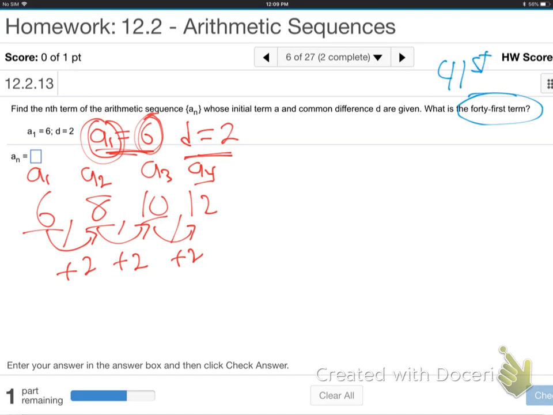The 41st. Ready? Let's race. Ready, go. No, I'm just kidding. We don't want to go that way, do we? We would like to jump right to the 41st term, wouldn't we? Wouldn't that be much better? I mean, we could get there one at a time, but that'd be terrible. And especially, what if they ask me for the 790th term? That'd be really terrible.